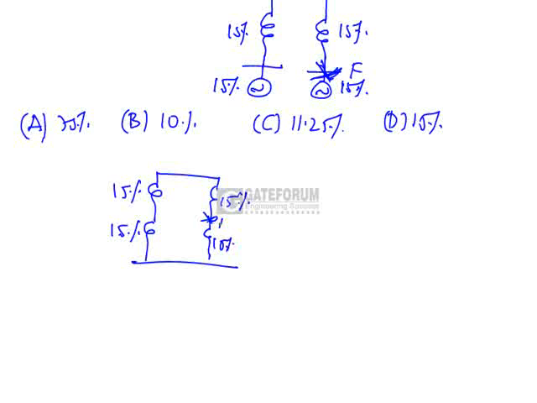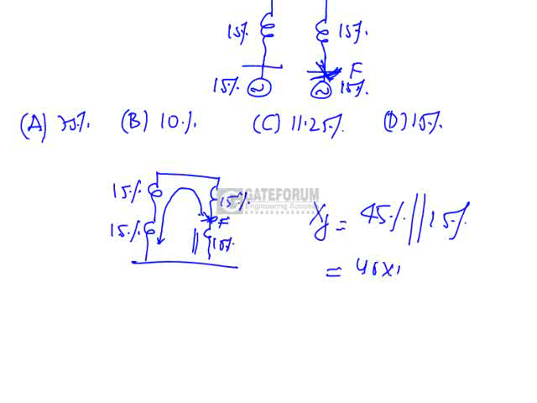Now the fault occurs at this point. What is the fault equivalent? XF is equal to this, which comes in parallel with this 15%. So this is 15 plus 15 plus 15, that is 45%, in parallel with 15% reactance. So 45 into 15 by 60 is equal to 11.25%. That is option C is the correct answer.